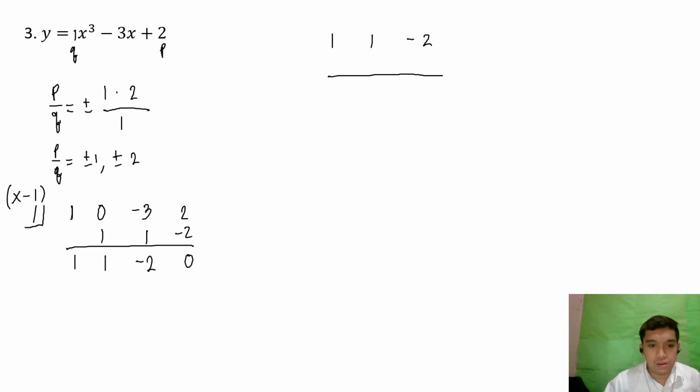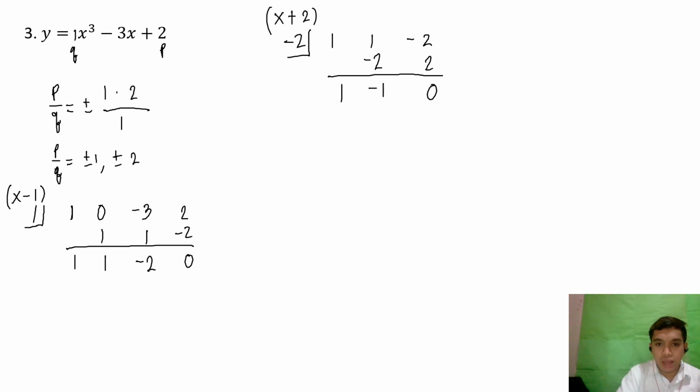Okay, so what we are going to do is yung negative 2. So gamitin natin yung negative 2. So bring down 1. 1 times negative 2 is negative 2. 1 plus negative 2 is negative 1. Negative 1 times negative 2 is positive 2. So negative 2 plus 2 is 0. Okay, so therefore, since 0 na ang ating remainder, factor siya ng ating polynomial function. Itong ating negative 2 dito kapag ginawa natin siyang polynomial. Yan ay magiging x plus 2. At ito naman ay x minus 1.